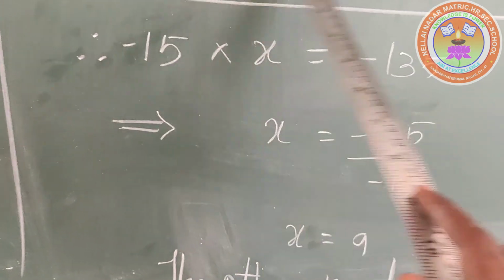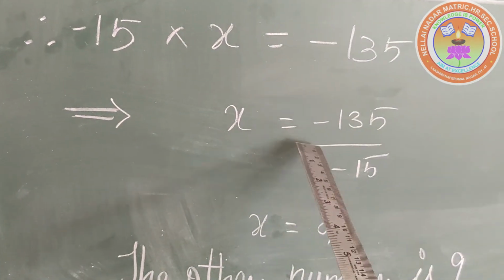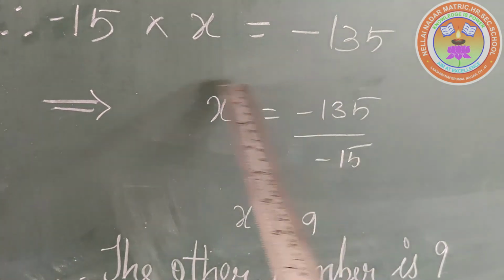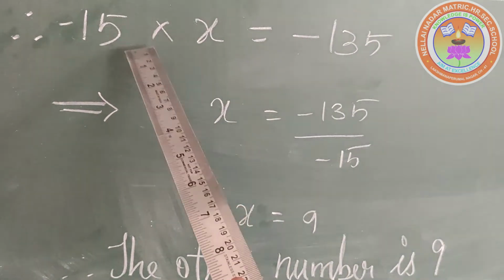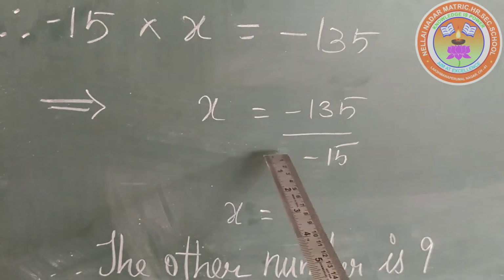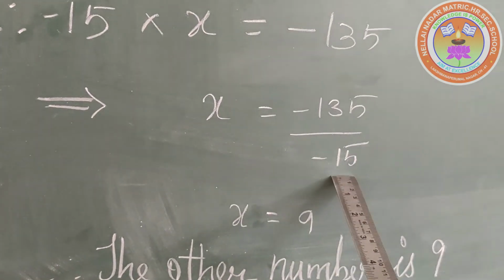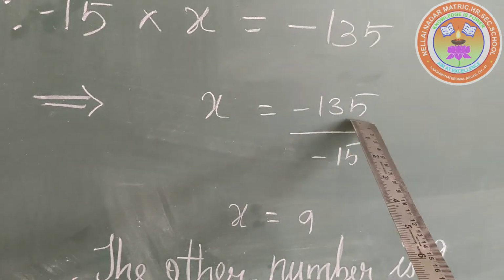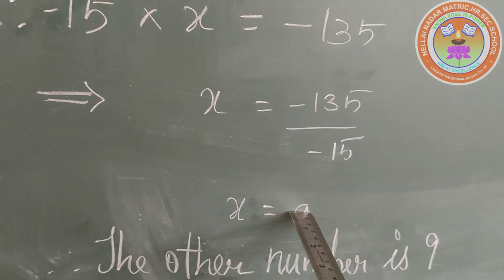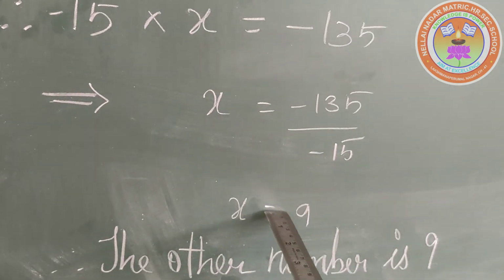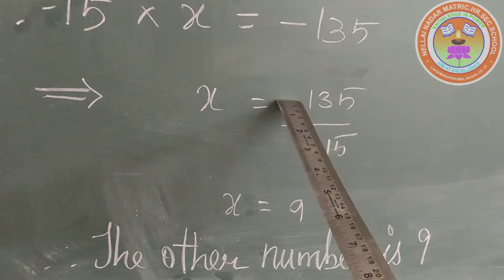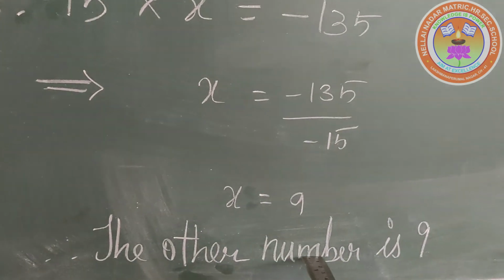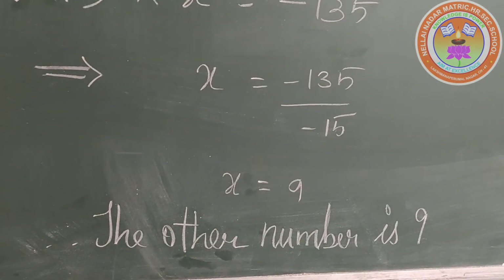Now keep the x as it is. Take minus 15 to the other side. So what happens? x is equal to minus 135 divided by minus 15. When transposing to the other side, because of multiplication, it becomes division. Now in 15 tables, if I take 135, it comes at 9 times. So x is equal to 9 because both the numbers are minus and minus. So what is the other number? The other number is 9.